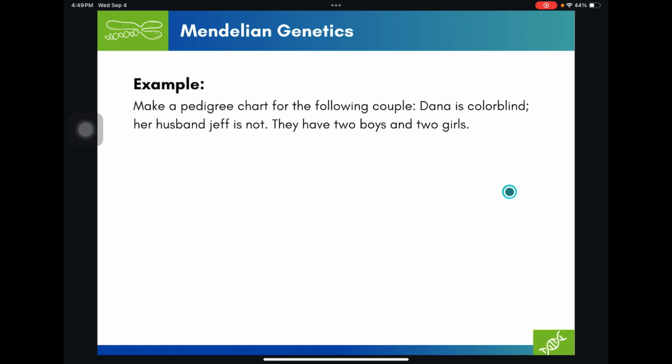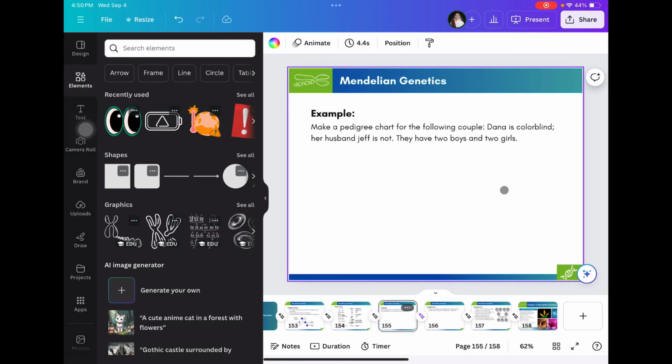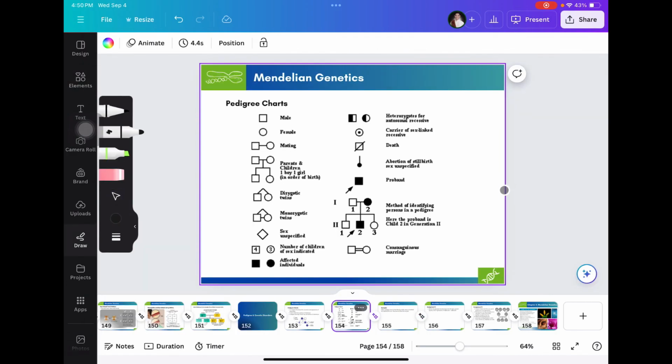So for example, let's make a pedigree for the following couple. Dana is colorblind. Her husband Jeff is not. They have 2 boys and 2 girls. Let's try to draw a pedigree chart on this one. So again, going back, if it's male, it's square. If it's female, it's circle.